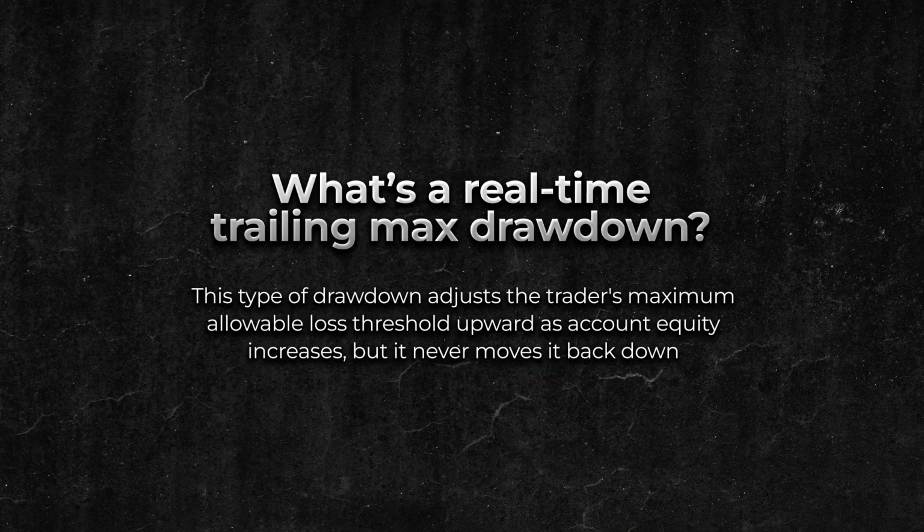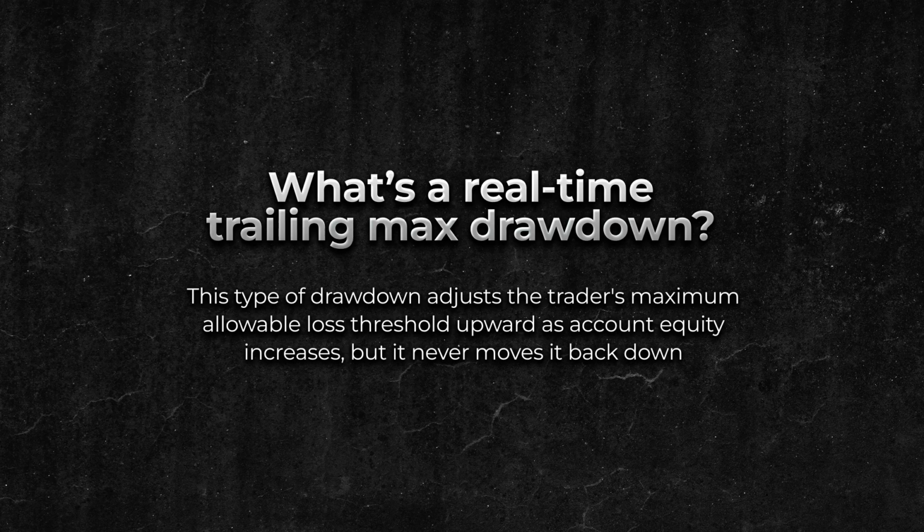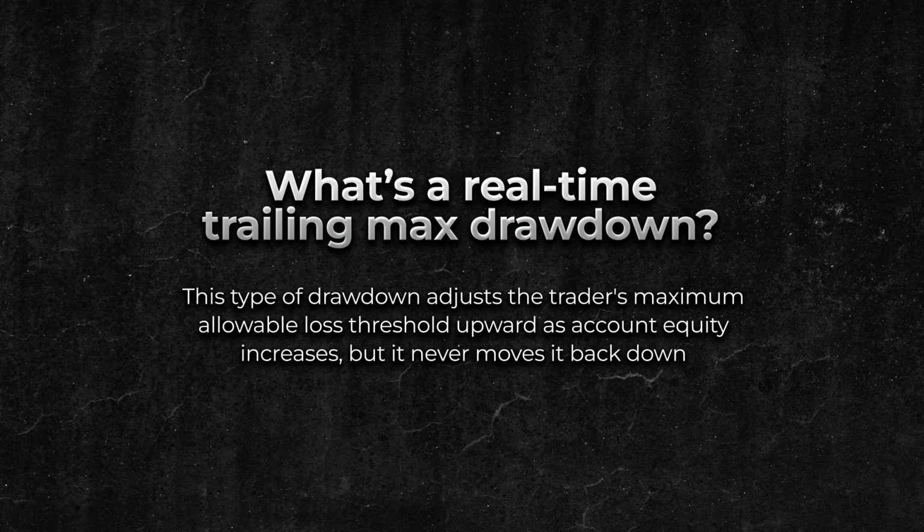First up, what's a real-time trailing max drawdown? This type of drawdown adjusts the trader's maximum allowable loss threshold upward as account equity increases, but it never moves it back down. The drawdown floor rises with every new equity high, including unrealized gains. If your account peaks intraday, the floor moves up immediately, which creates tighter risk parameters during winning sessions.